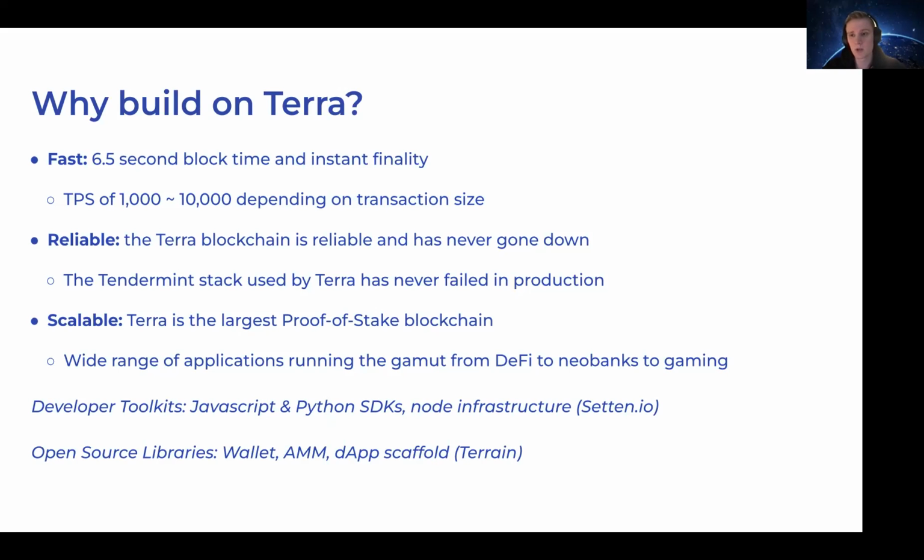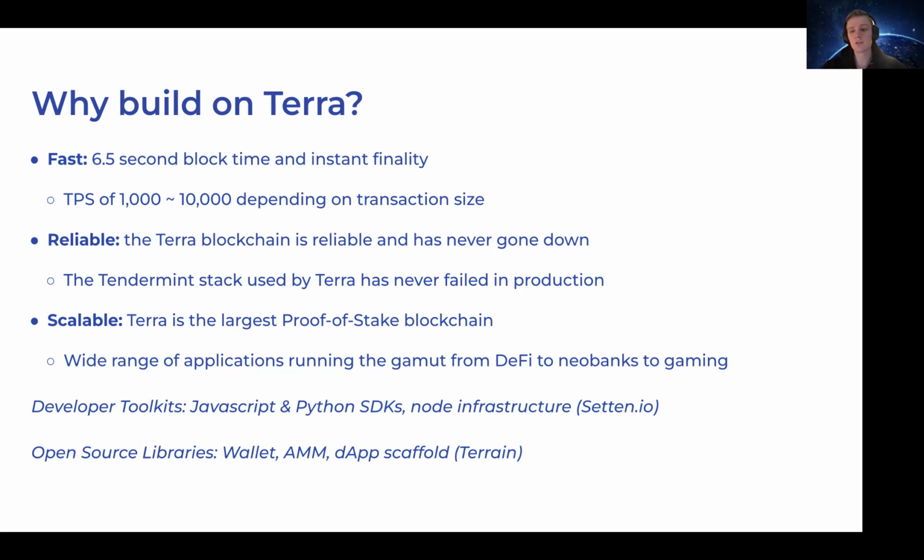Instant finality means once a block is proposed and voted on by the validators, it is impossible to take back. So once you have your transaction, you send it off onto the blockchain, 6.5 seconds. And after that, the transaction is settled and there's no way of reverting that. That being said, we have 1,000 to 10,000 transactions per second, depending on the transaction size. And transaction size can vary by how much data you send over and how complicated your smart contract logic is.